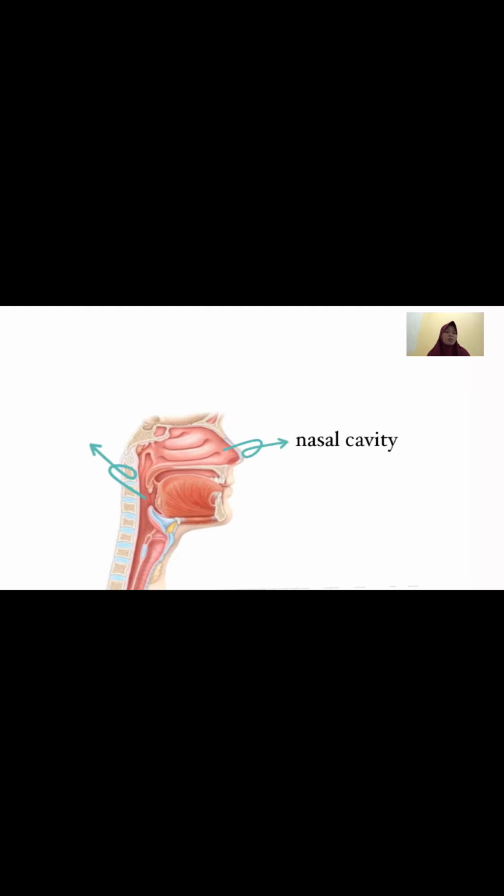From the nasal cavity, the air then leads to the pharynx, where air and food meet. So, the pharynx is the place where air and food coming from the mouth pass. After passing through the pharynx, the air will enter the larynx.